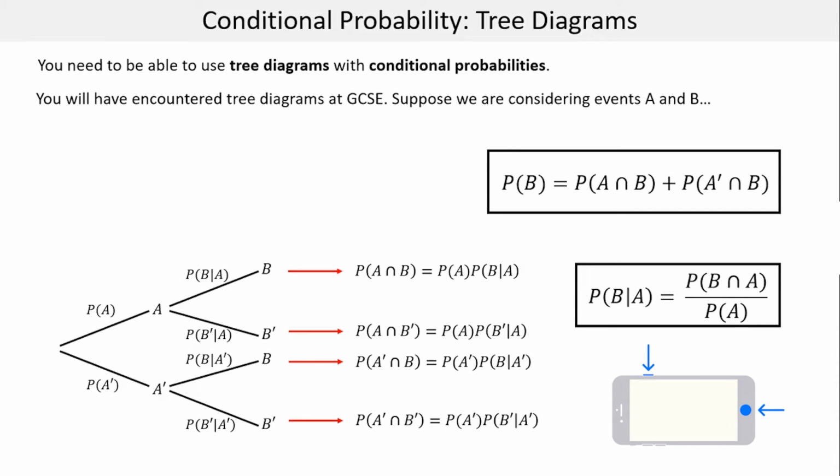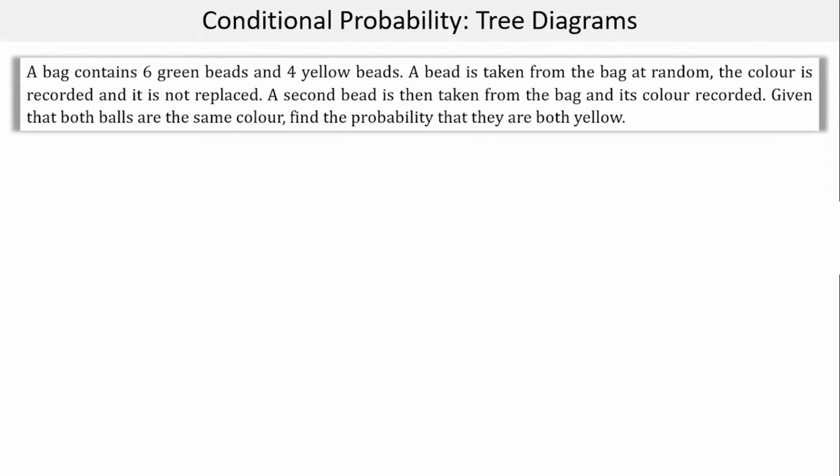Okay, let's have a look at an example. In a bag there are 6 green beads and 4 yellow beads. A bead is taken from the bag at random. The color is recorded and is not replaced. A second bead is taken from the bag and its color is recorded. Given that both balls are the same color, find the probability that they are both yellow. So we've got a standard tree diagram contextual setup, and then we've got a conditional probability to calculate.